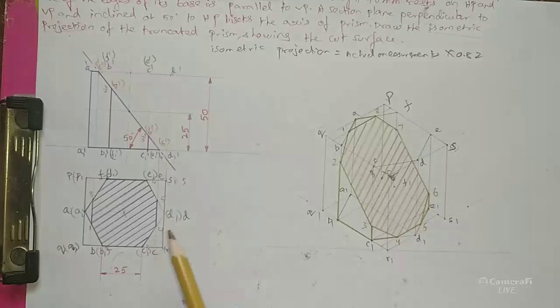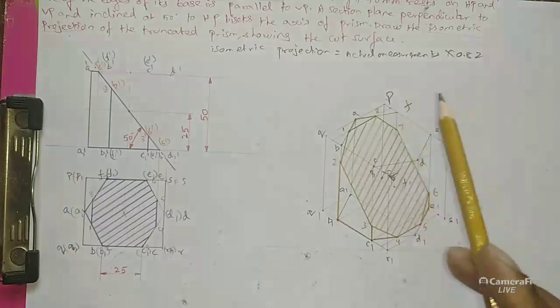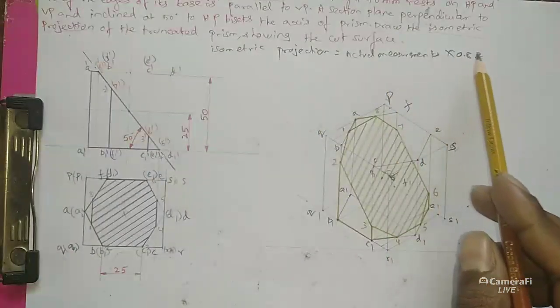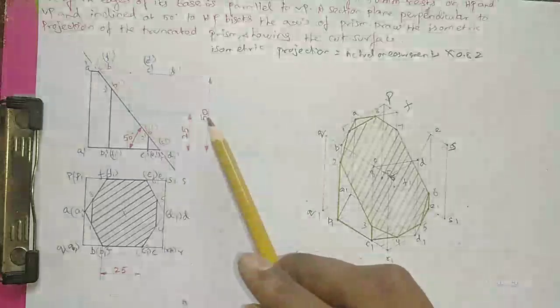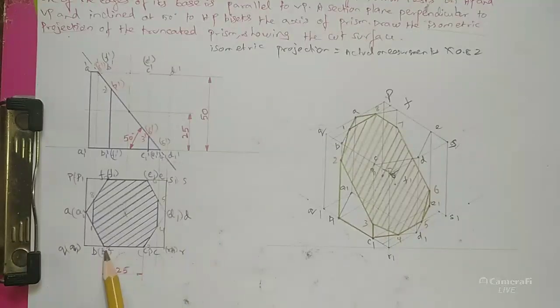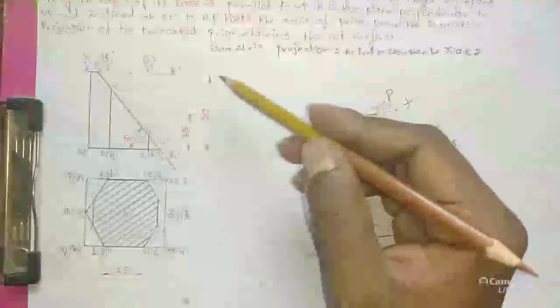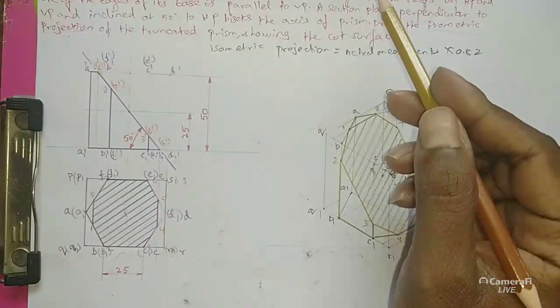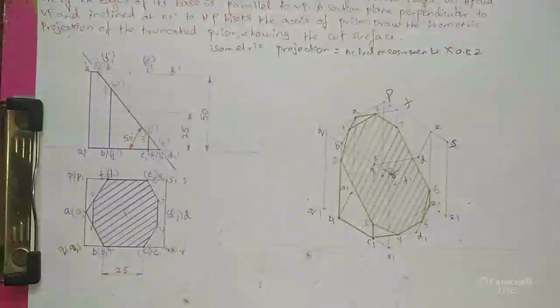In the starting itself, we have to convert actual measurements into isometric lengths by multiplying the actual measurements by 0.82. So here the base height is given as 25. So 25 into 0.82 will give you 20.5. So I started with 20.5 as the base, but the dimension must be marked as the given dimension. Similarly, the height is given as 50 mm. So 50 into 0.82 will give you 41. So here the height is 41.